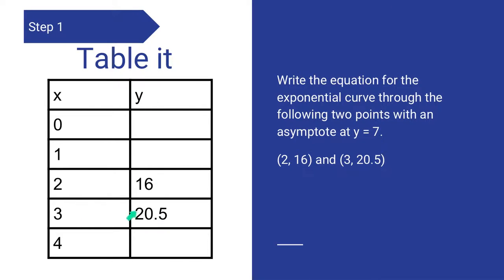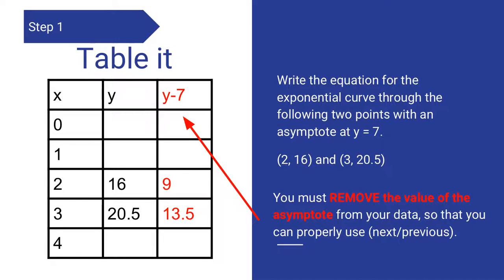That's our XY table. But we have an asymptote, so we have to make a third column. And we have to actually remove the extra 7, because we have an asymptote here at 7, we have to remove the value of the asymptote from the data so that you can properly use next divided by previous. Because each of these numbers are inflated by 7. They have an extra 7 added in them, so we subtract it out so that we just figure out what it's multiplied by to get there.